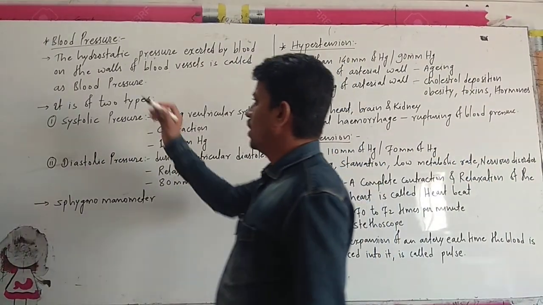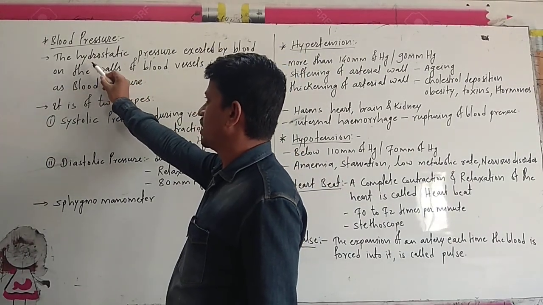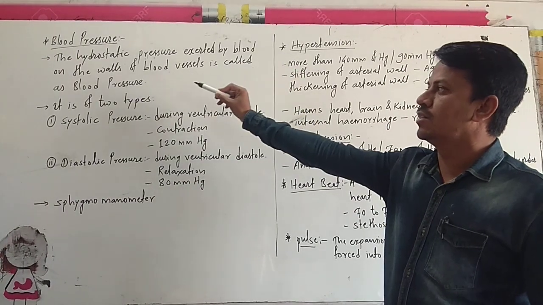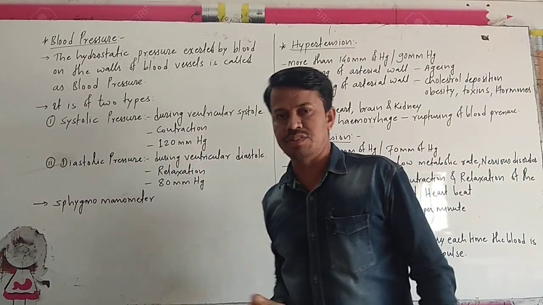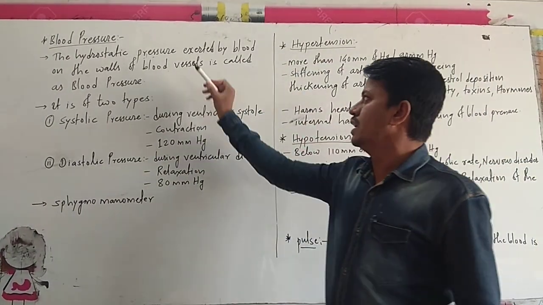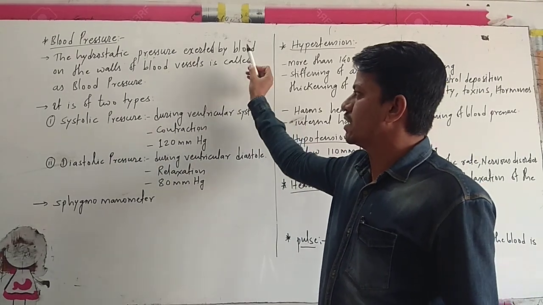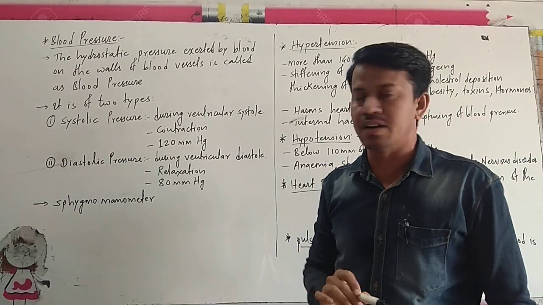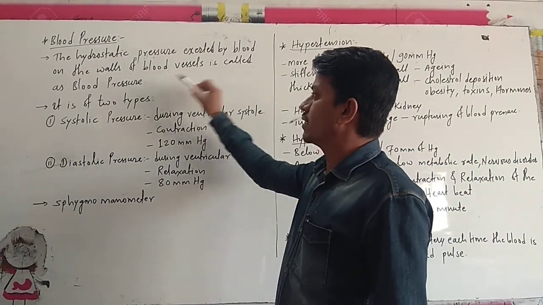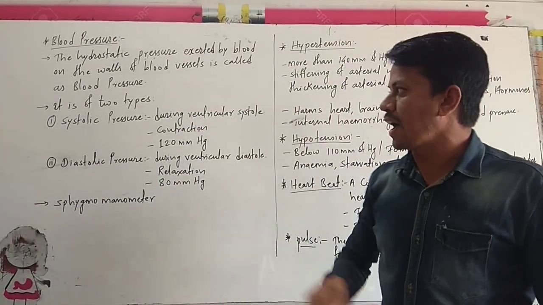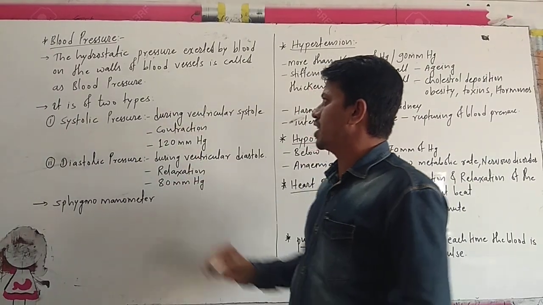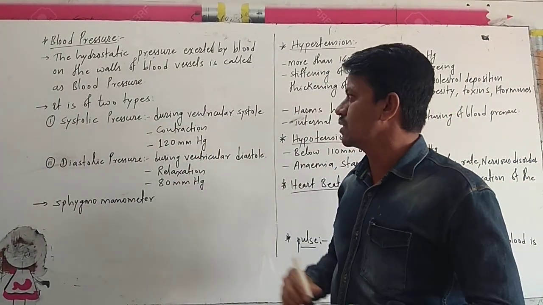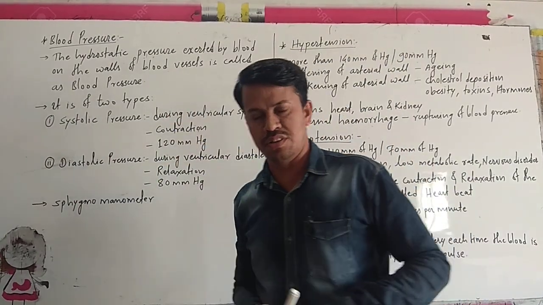Okay, so what is the definition of blood pressure? The hydrostatic pressure exerted by the blood on the walls of the blood vessels, or simply we can say the pressure exerted by the blood during flow on the blood vessels or the arteries. Yes, it is called blood pressure. I repeat again: the hydrostatic pressure exerted by the blood on the walls of the blood vessels is called blood pressure.